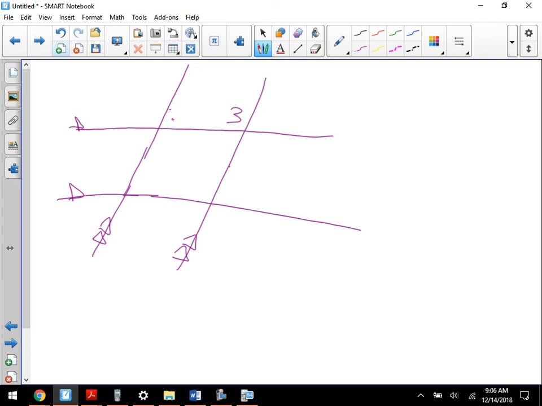Two sets of parallel sides, guys. Turn your head sideways. Thank you for paying attention. Turn your page like that. There's two sets of parallel sides, guys. Change your perspective. 3 and 7 are alternate interior.